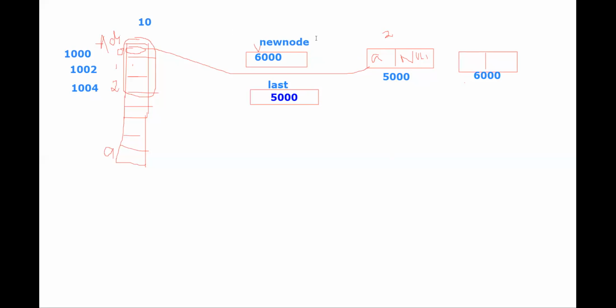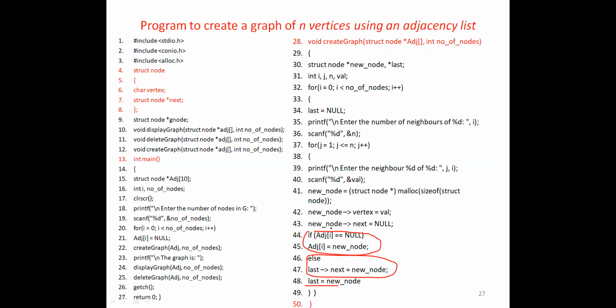Now how will this program run? For example, when you put a 2 here, the number of adjacent nodes of vertex 0 is 2. What happens? The for loop will run for 2 times.